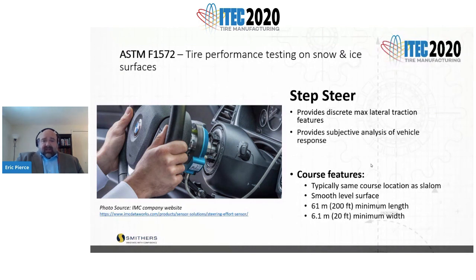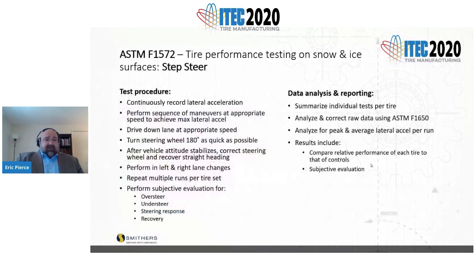Basically, the way this test works is that you are going to continuously record lateral acceleration. You perform a sequence of maneuvers at appropriate speed to find this max lateral acceleration. You drive down a lane at a specific speed, then you're going to turn the steering wheel 180 degrees as quickly as possible. Once the vehicle stabilizes, then you're going to correct the steering again and recover straight ahead. You perform this in both left and right lane changes, and then perform multiple runs per tire set.